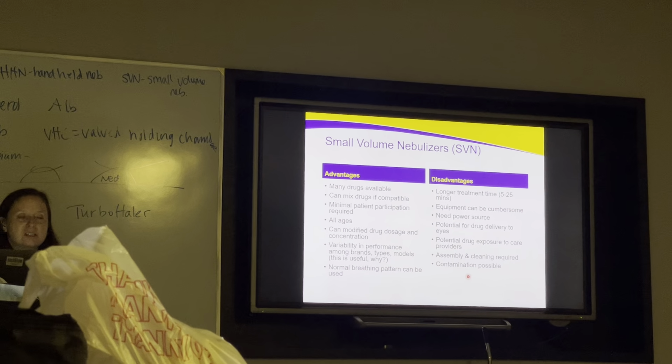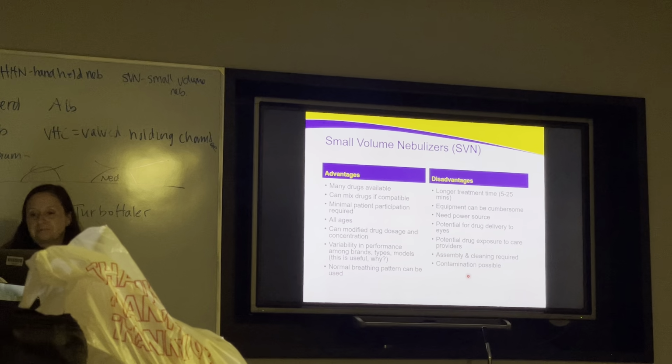So the disadvantages is some treatments can take as long as 25 minutes depending on how much medication you have in there. Some equipment can be cumbersome. You have to have some form of power source, either air or an air compressor, or oxygen, depending on what you're doing. You need compressed gas, we'll say that. You can get drug in your eyes. You have to clean it, and it can get contaminated, right?